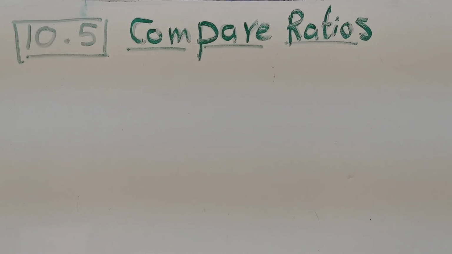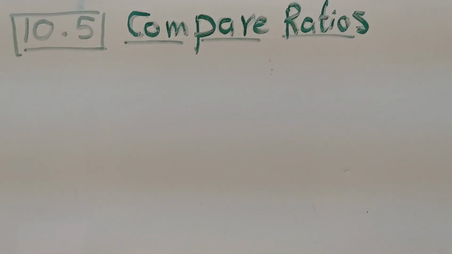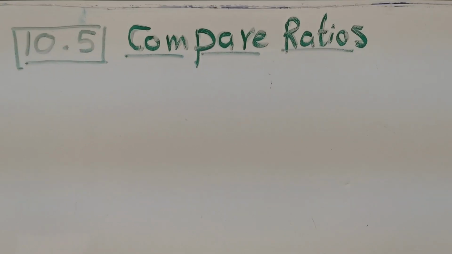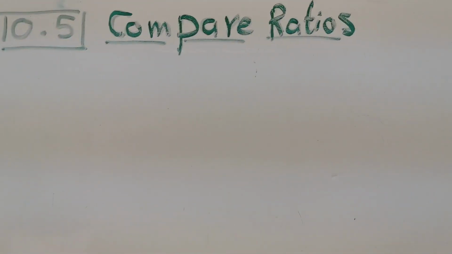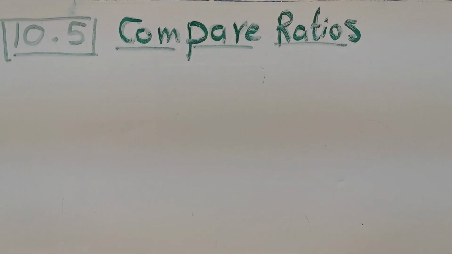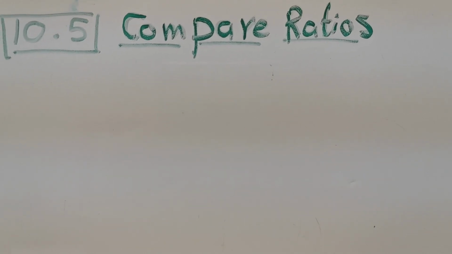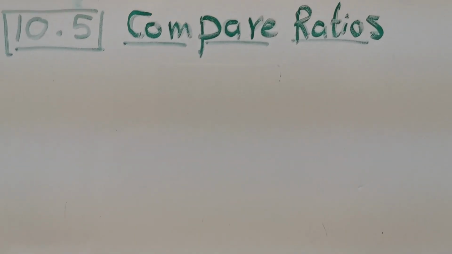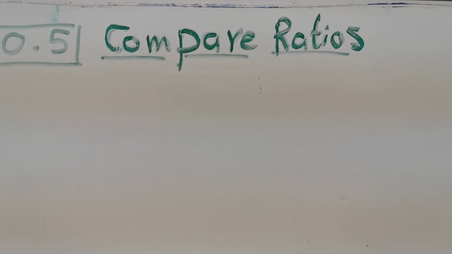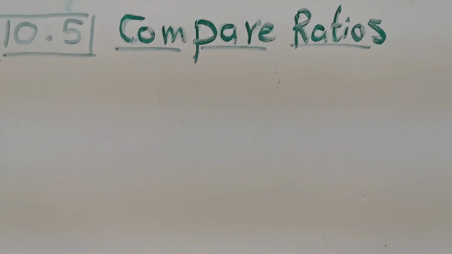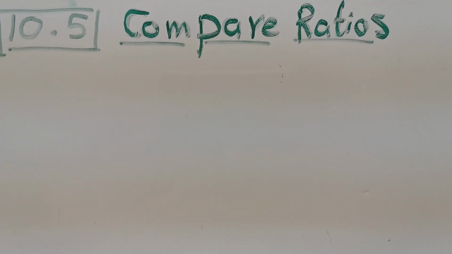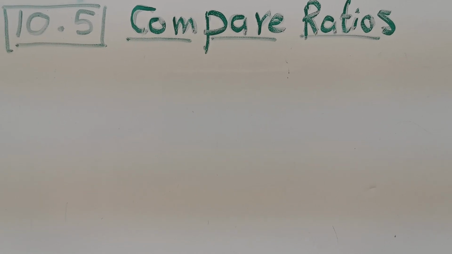Good morning. Let's start our lesson today, which is compare ratios. We explained before what a ratio means and how we can get equivalent ratios. Today, if you have two ratios, how can you compare them? How can you decide which one is greater, which one is smaller?